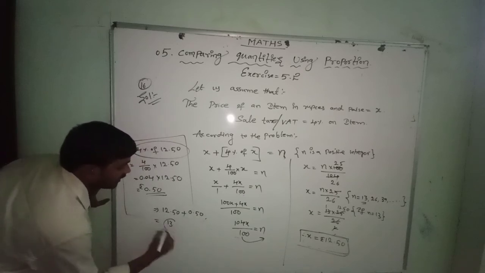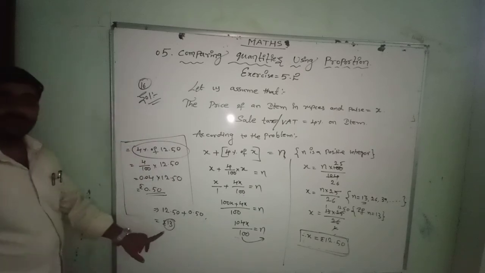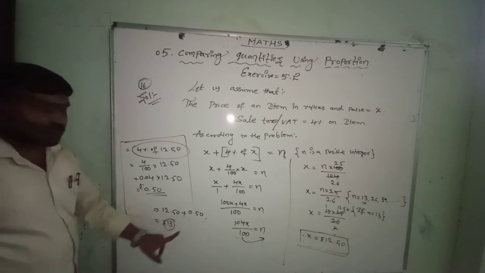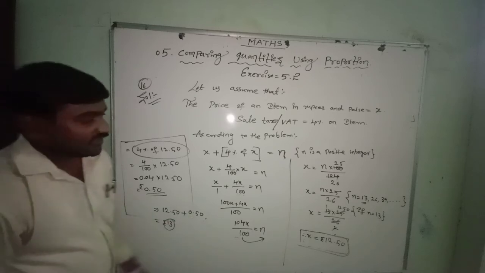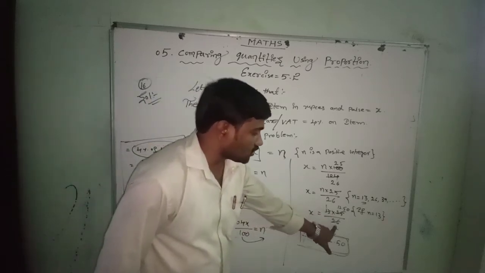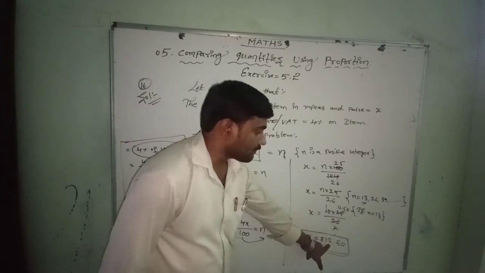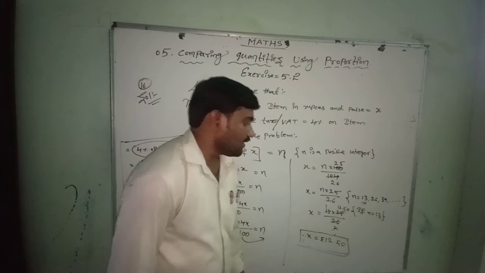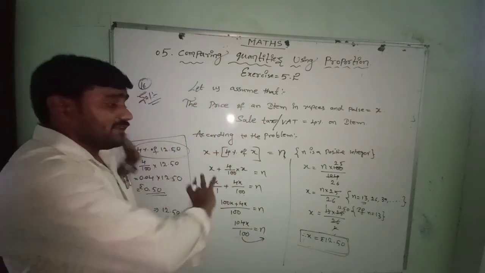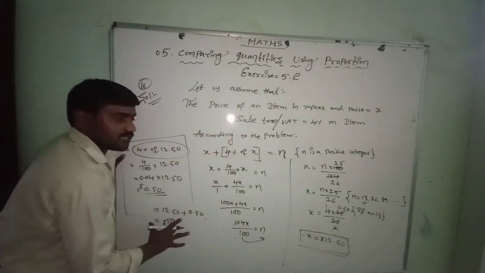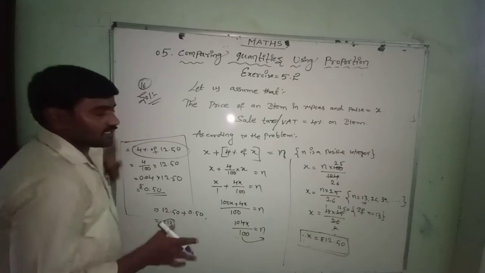That becomes 13 rupees. 12 rupees 50 paisa plus 50 paisa, that is 13 rupees. If you take 26 here, what happens? 26 will be cancelled. Then we will get 25 rupees an item. 25 rupees an item. Then we will be calculating. If you calculate the same, we will get the answer like that.